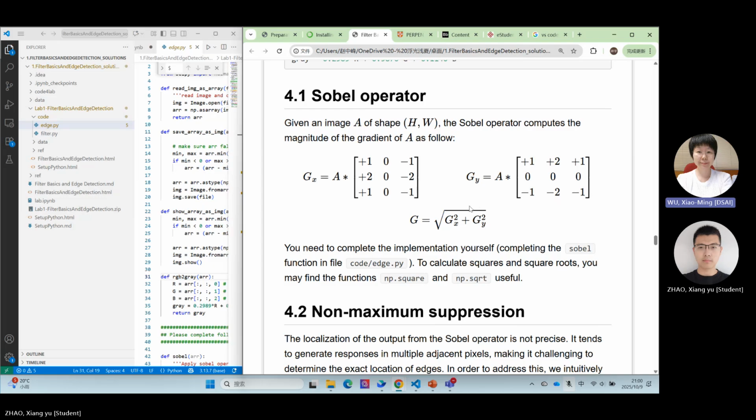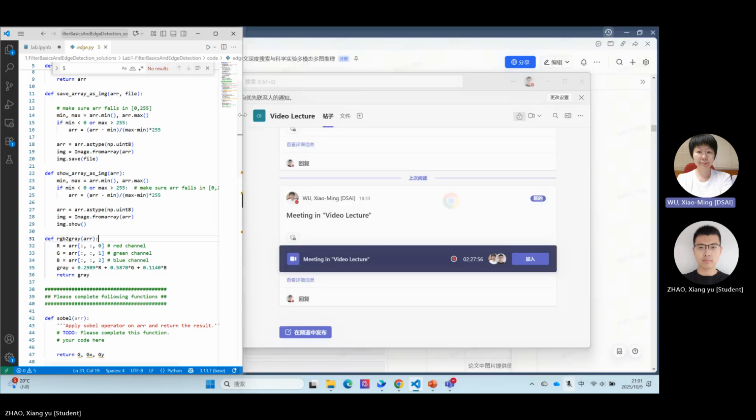As I have introduced before, the Sobel operator is also a convolution filter. Given an image A of shape height and width, the Sobel operator computes the magnitude of the gradient of A as follows: the Gx and the Gy, and then you can get the final result J by using the square roots. The NumPy package gives you the functions you can just use. Okay, let's see an example.